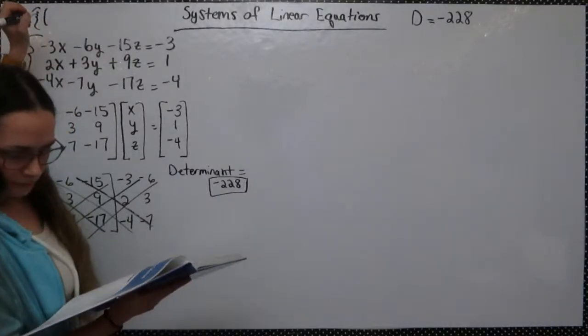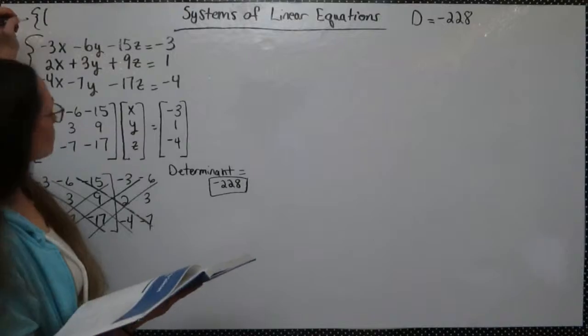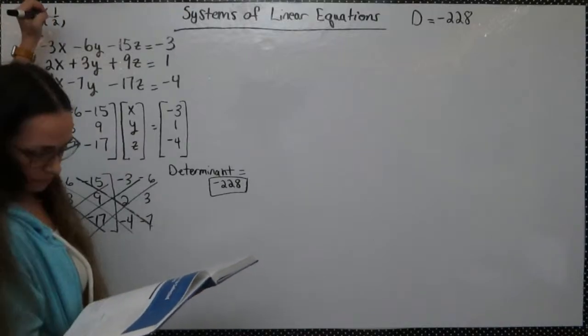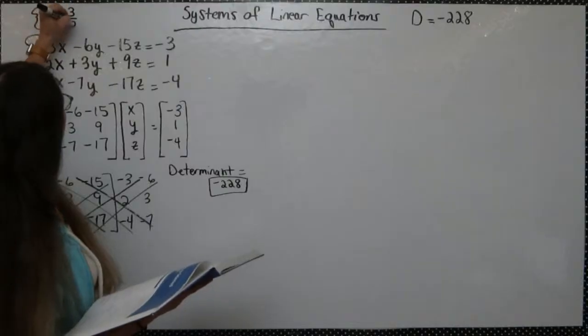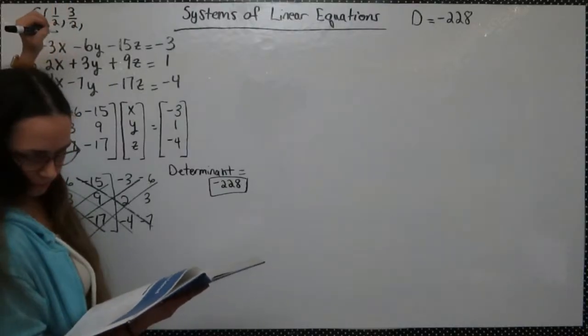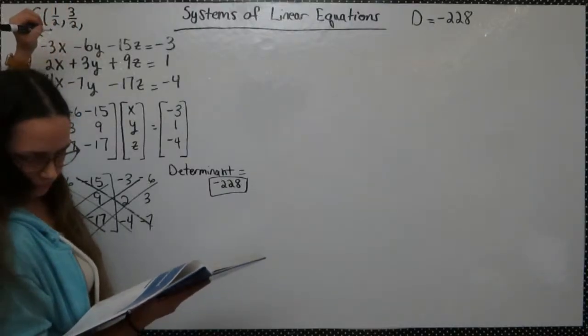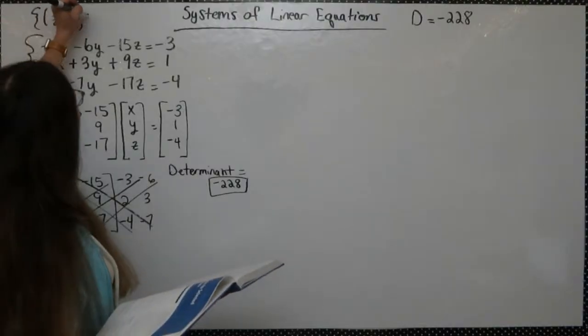is 12B, come on, 1/2, comma, 3/2, comma, negative 1/2. Okay.